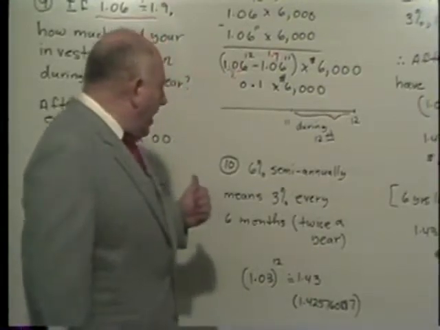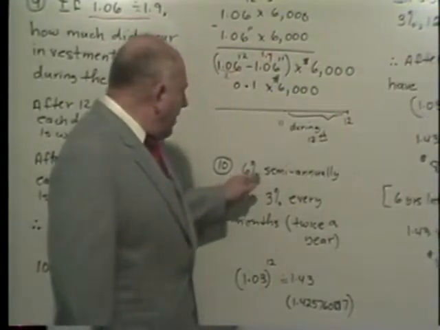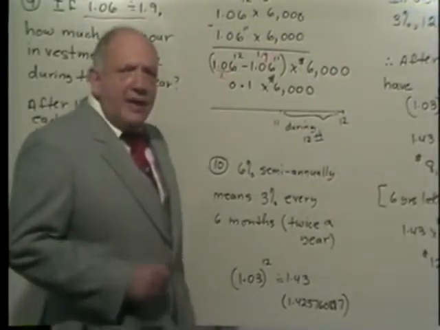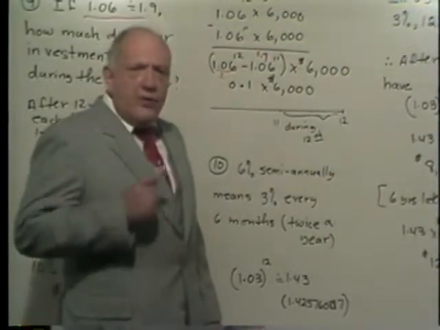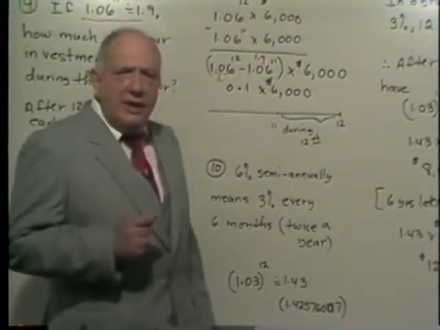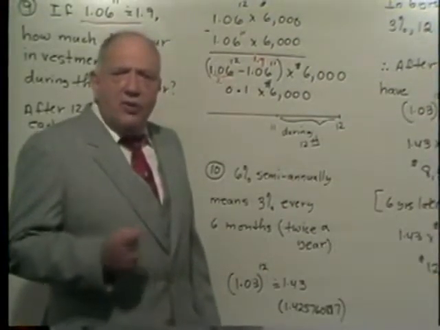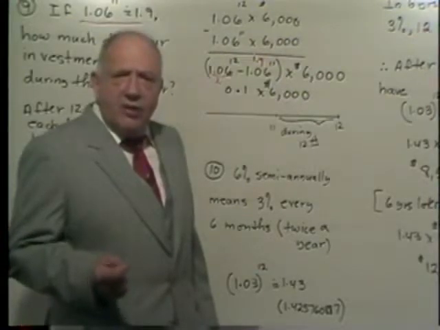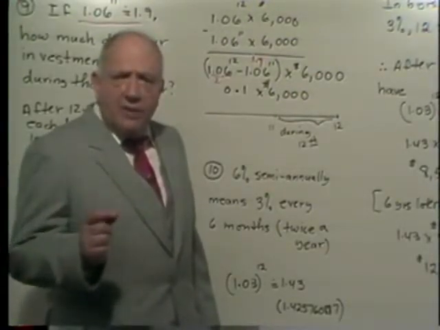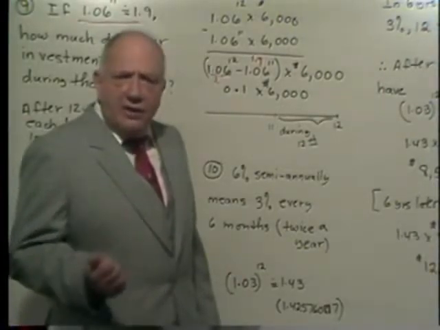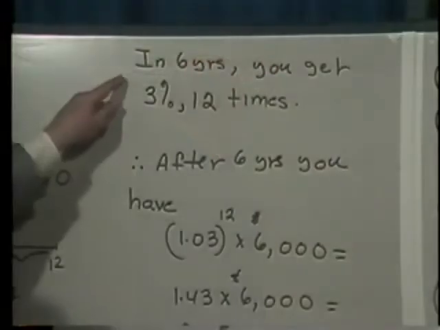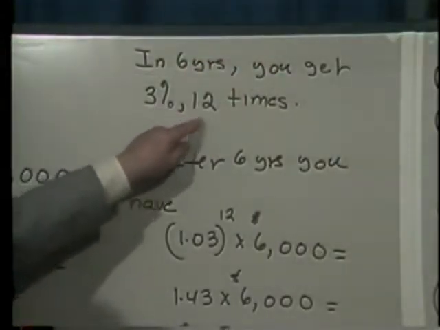Now, the problem says at 6% interest compounded semi-annually, how much money will you have at the end of 6 years? Well, the trick here is that since it's being compounded semi-annually, 6 years means you're going to have 12 interest periods, aren't you? So you're going to get interest twice a year for 6 years. That's 12 interest periods, but instead of 6%, you're going to get 3%. So the formula becomes this. See, in 6 years, you're getting 3% 12 times.